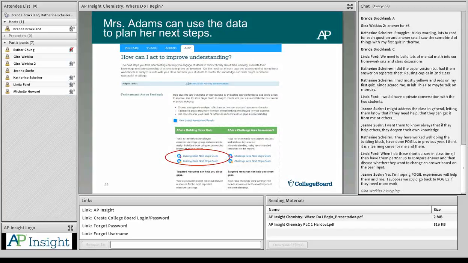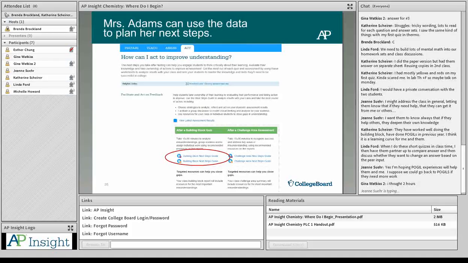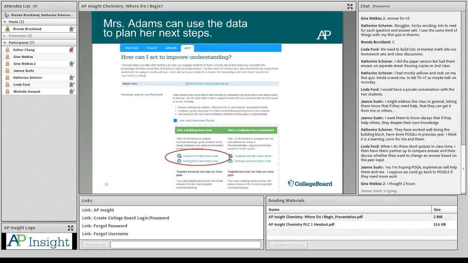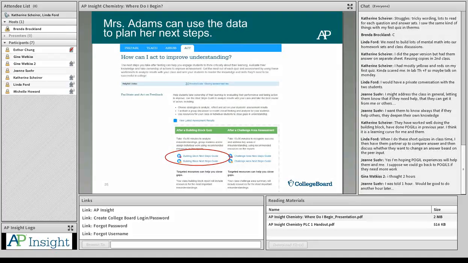So right now, we're in the next steps, and you guys had some great ideas. I want to point out under ACT as well the next steps guides. So if you want to go into ACT on the Internet Insight, and pull down the next steps guide, which I am doing as well.